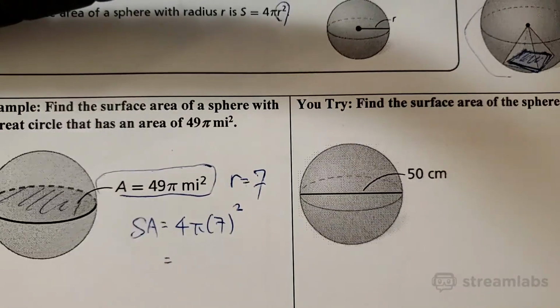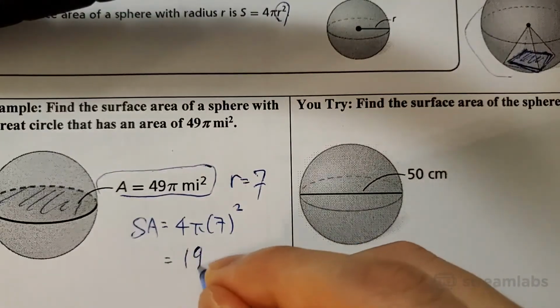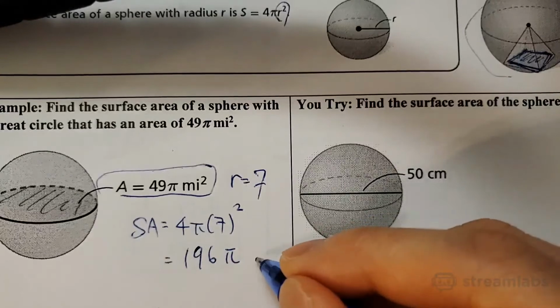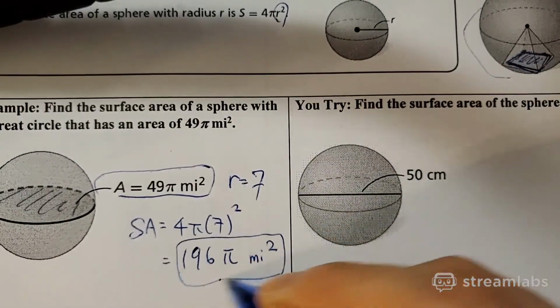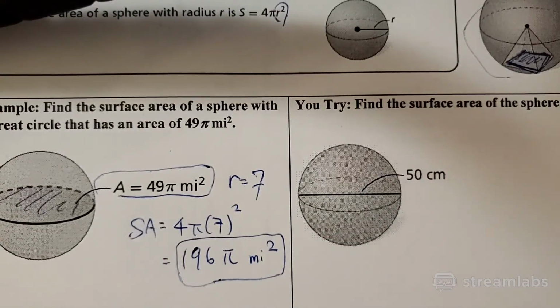So 4 times 49, 196 pi. But this one is in miles squared. This is the surface area. Okay.